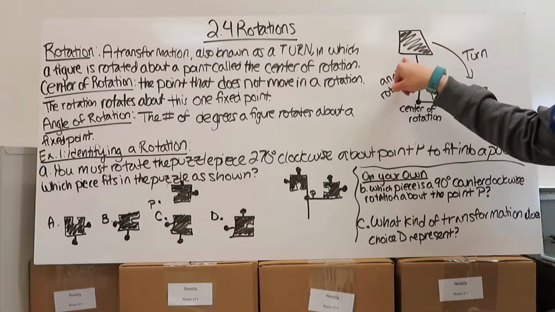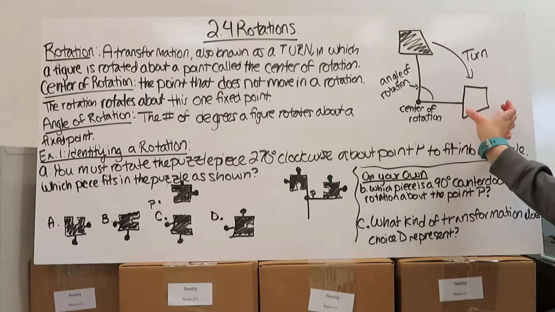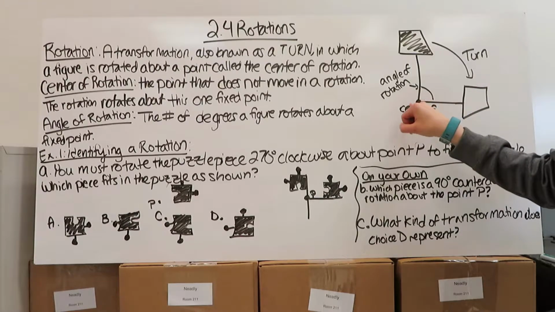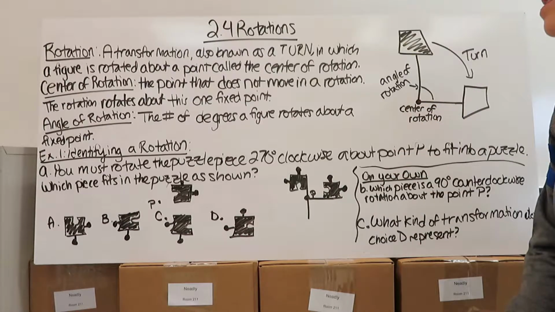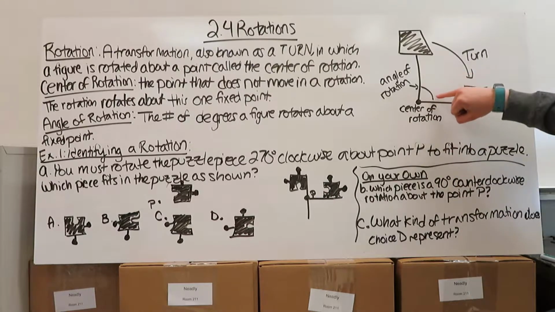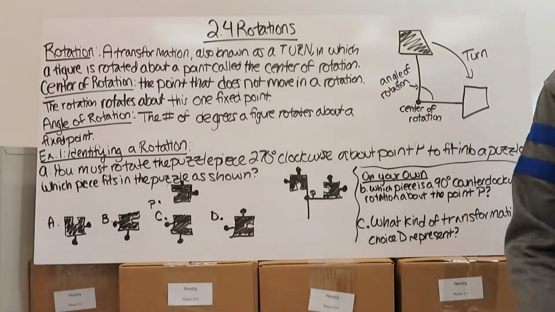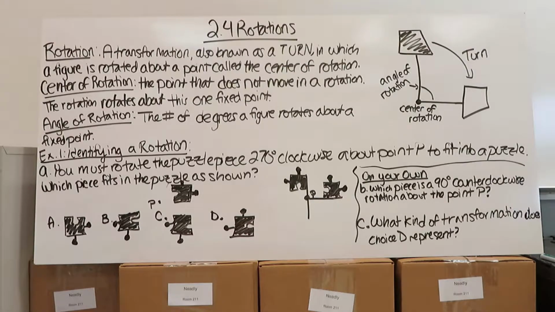Here is our figure. So when we turn this or rotate it, that is about the fixed point, which is the center of rotation. The angle of rotation is the number of degrees a figure rotates about a fixed point. So this part right here is the angle of rotation. The other thing we're going to be talking about today is clockwise and counterclockwise.